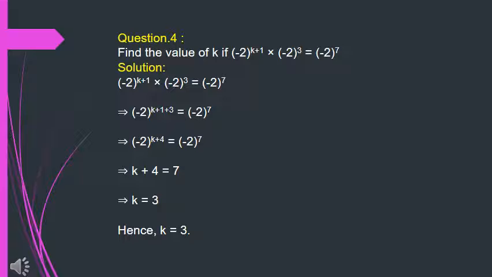Here we have the same base on the left-hand side as well as the right-hand side. We just equate their exponents, so we get k plus 4 equal to 7. From that, we find the value of k, which is equal to 3.